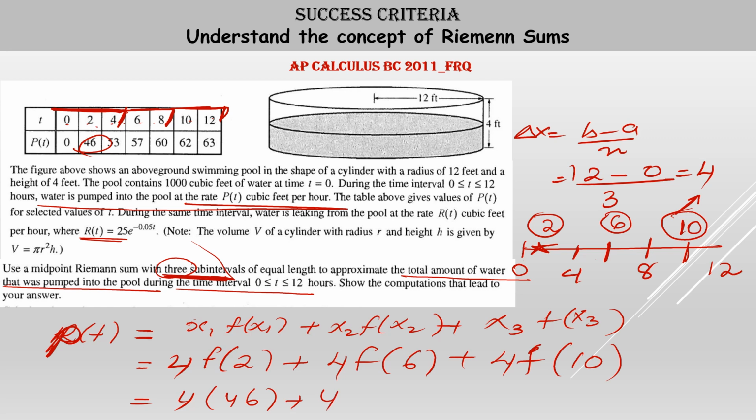Then again 4. F of 6 is what? 57. Then 4. F of 10 is what? 62. Write it in the calculator and get the answer. If they are not asking you to write the unit, no need to write the unit until they ask you to write it.